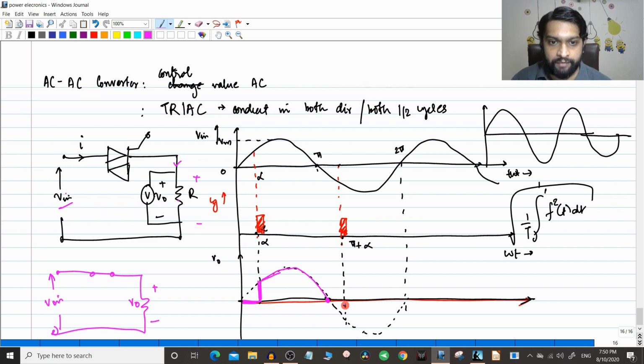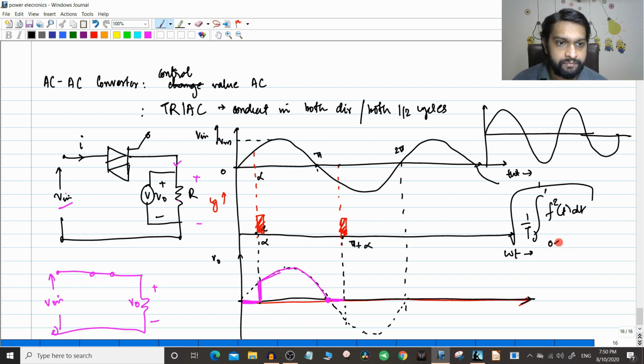Now it reaches the negative half cycle, but because you have not given the trigger in the negative half cycle, it will not conduct. It will not conduct means V0 equals 0. So V0 will be equal to 0 from pi to pi plus alpha, right? Pi to pi plus alpha it will be 0. So I think I'll just write the graph here.